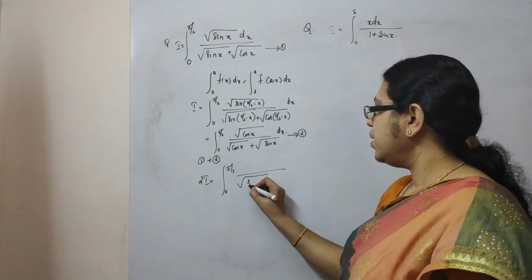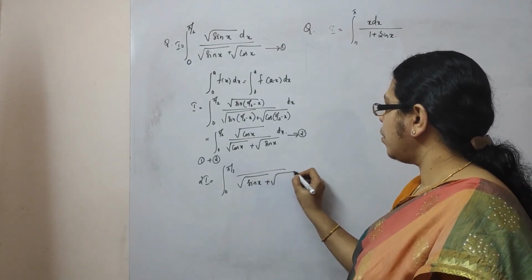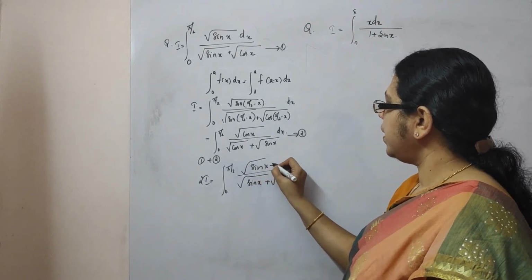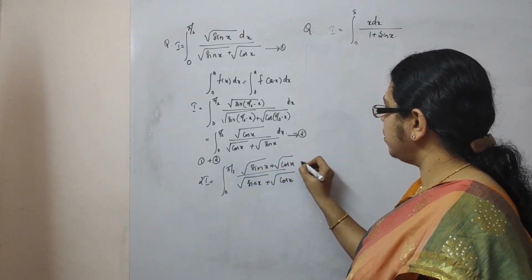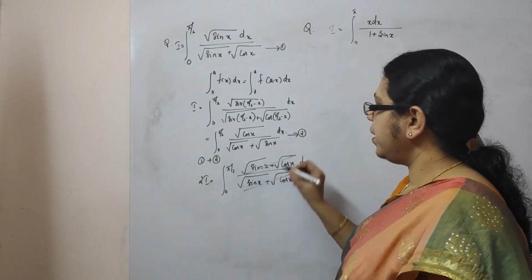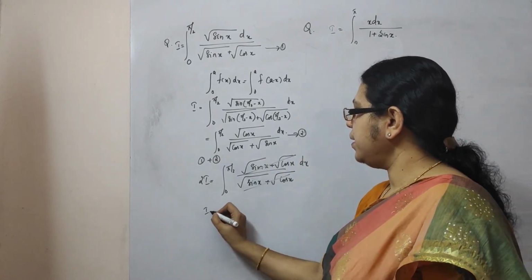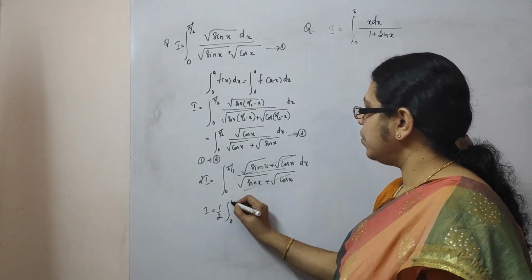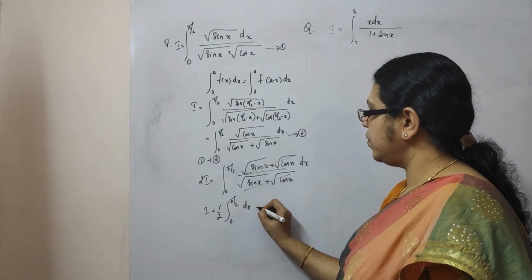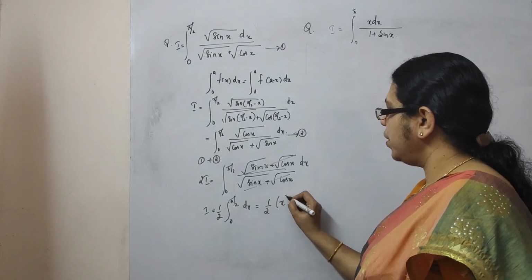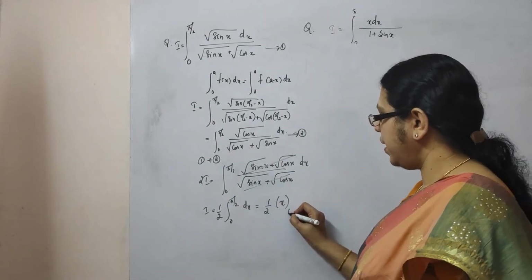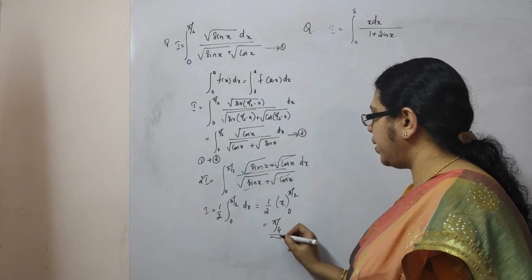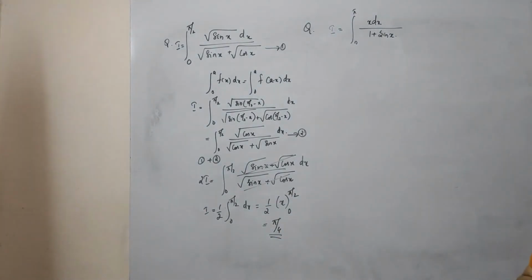So I get this as root of sin x plus root of cos x in the denominator. The numerator is also root of sin x plus root of cos x, into dx. Now numerator and denominator cancel and I get I is equal to 1 by 2 into integral 0 to pi by 2 of dx, which is 1 by 2 into x, 0 to pi by 2. Upper limit minus lower limit gives me pi by 4. Okay? Am I clear?